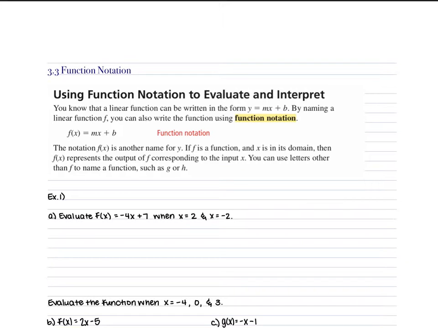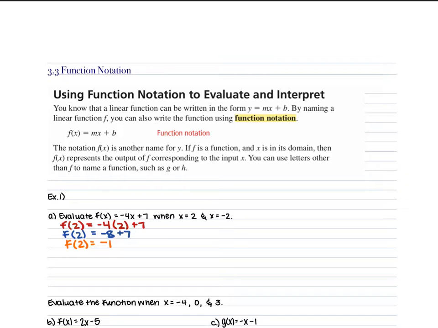So if we look at example 1a, it tells us to evaluate f of x is equal to negative 4x plus 7 when x is equal to 2 and x is equal to negative 2. So when we plug in the value for x, we're going to change out that x in f of x as well as the x within the expression also. So if we do x is equal to 2, we're going to have f of 2 is equal to negative 4 times 2 plus 7. That f of 2 is then simplifying to be negative 8 plus 7, which is then negative 1.